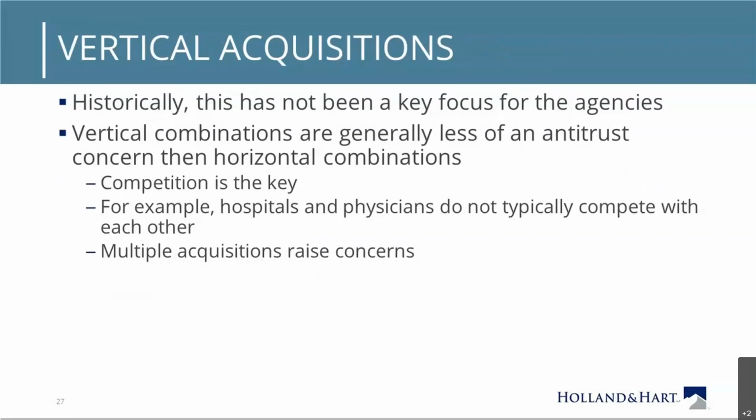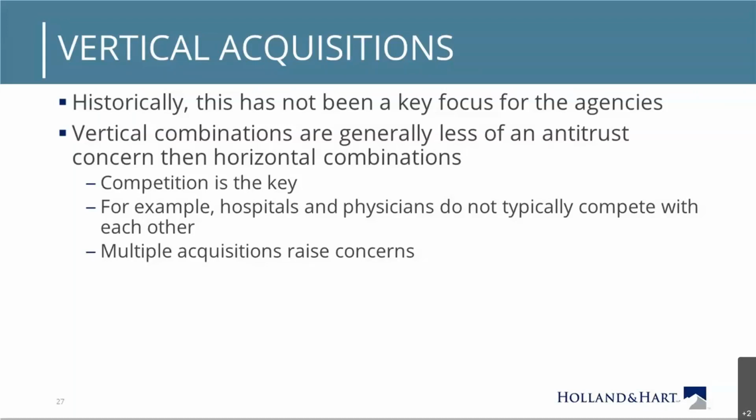Vertical acquisitions. Now, typically, and historically, antitrust enforcement has focused on horizontal issues, mergers between competitors. It's focused on agreements between competitors, price fixing agreements, things like that, things where people are on the same level from a competitive standpoint. Vertical combinations, though, have become a real point of emphasis for the agencies more recently.